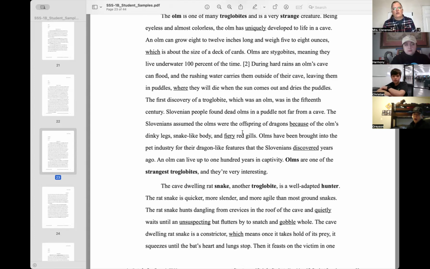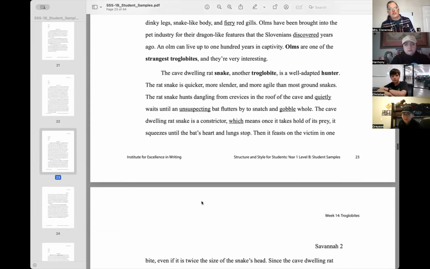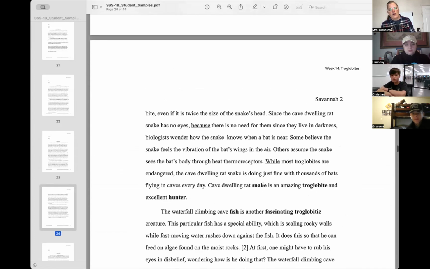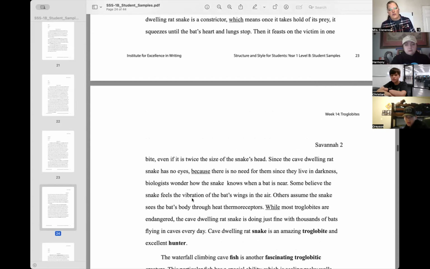And all the parts that I'm looking for. Now, this is what I want to see when you guys write your paper. I want to see these different parts of each paragraph with all the dress ups, the opener, and the topic clincher. And she did the same thing here with the cave dwelling rat snake. She has snake, troglobite, hunter. And at the bottom of that paragraph, snake, troglobite, hunter, it's repeating. And that's part of the rule.